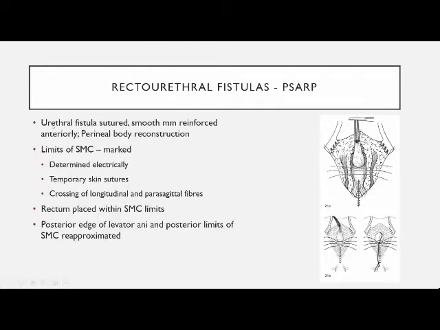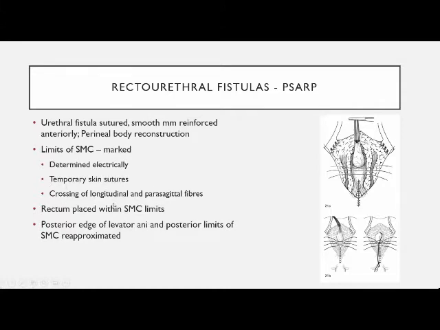The urethral fistula is sutured. Smooth muscles are reinforced anteriorly between the urethral fistula and the rectum, and anteriorly the perineal body reconstruction is done. Again, we use electrical stimulation to determine the limits of the sphincter muscle complex, as we would have marked in the beginning of the surgery with temporary skin sutures.